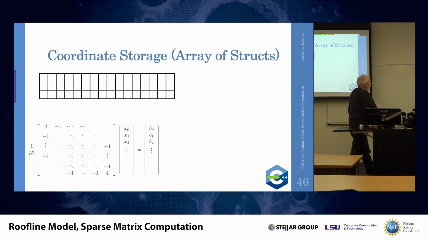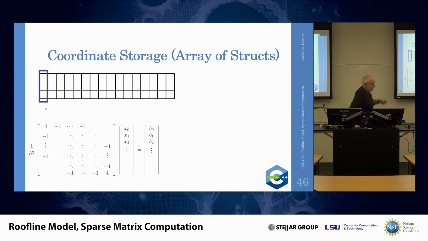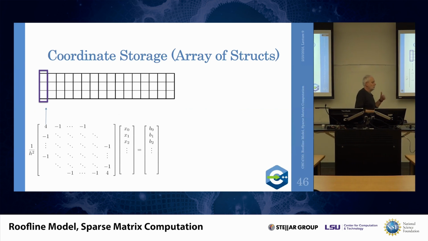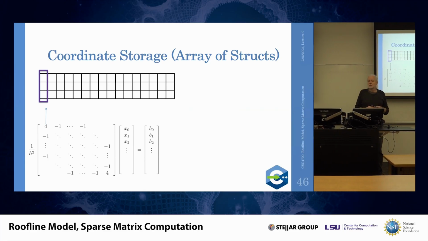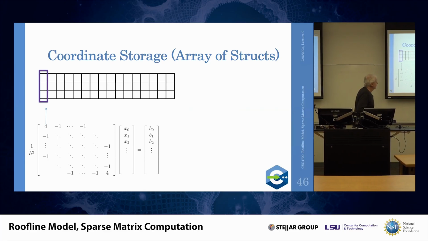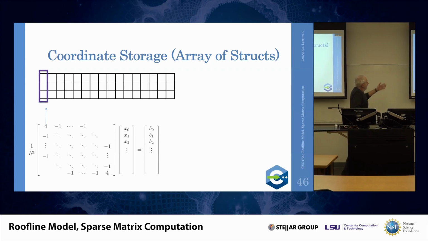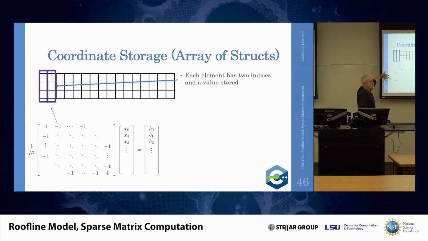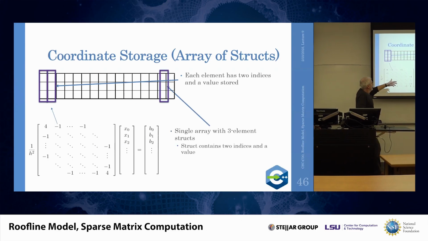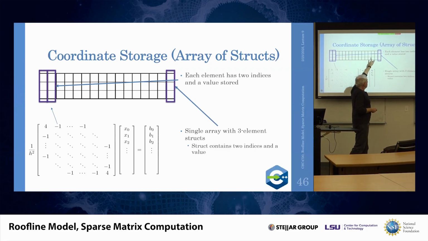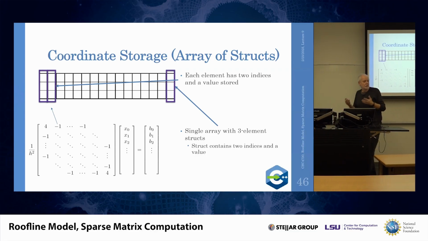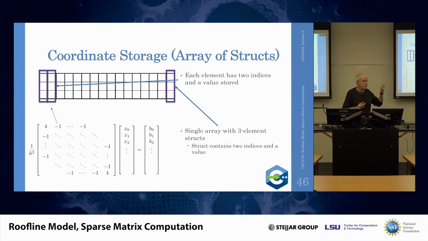That's why let's have a look at how can we represent that information in memory? And there are two ways we can do that. And these two ways are called array of structs and structs of arrays. So let's look at the array of structs representation. We have every element represented by 3 values. Each element has 2 indices and a value stored. And each element is essentially a single array with 3 element structs. So it's an array which has a struct, and the struct has 3 elements: the column, the row, and the value.